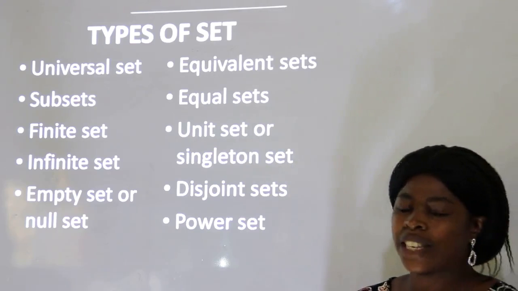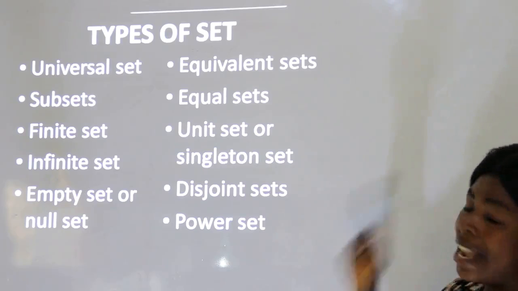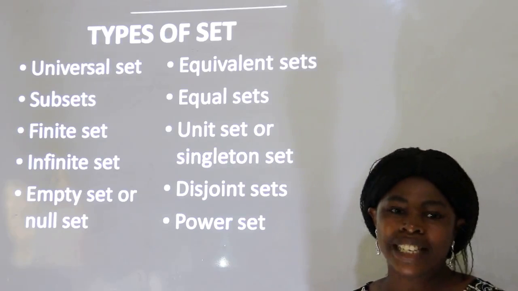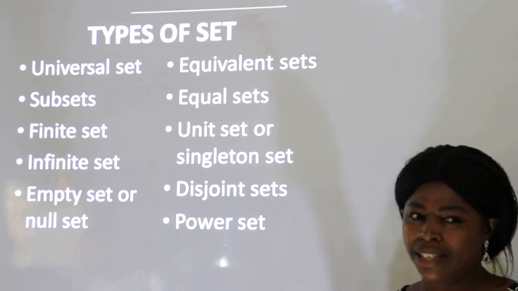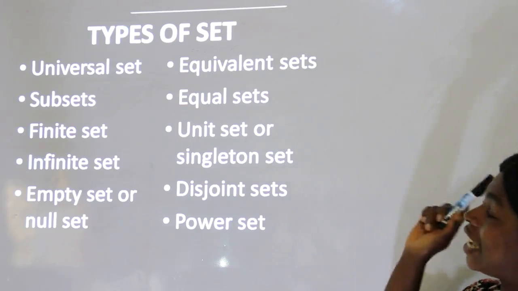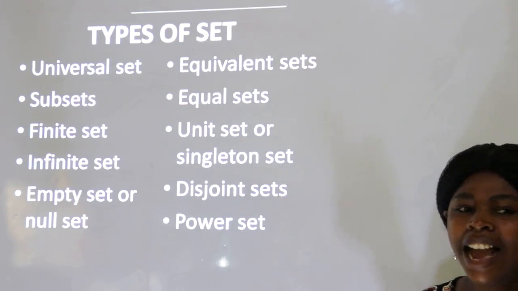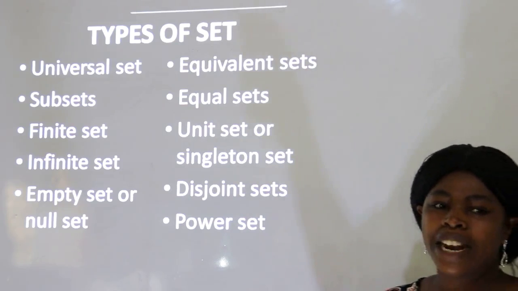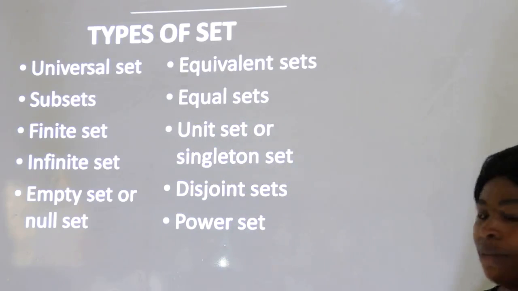Then we have equivalent set. When we talk about equivalent sets, it's comparing 2 things. So 2 sets are said to be equivalent if they have the same number of elements. For example, set A and B. If the number of elements in set A is 3 and the number of elements in set B is also 3, we say that they are equivalent.